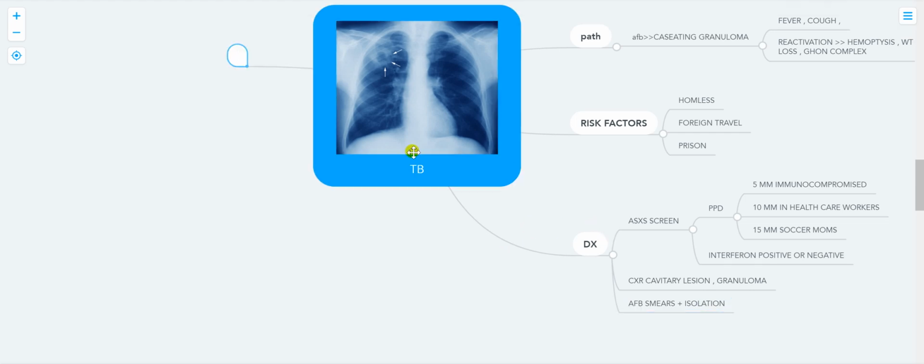How do you treat it? If acid-fast bacilli positive, then you give the right medication, which is rifampin, isoniazid, pyrazinamide, and ethambutol. But if acid-fast bacilli negative but chest X-ray positive, then it's isoniazid plus B6.